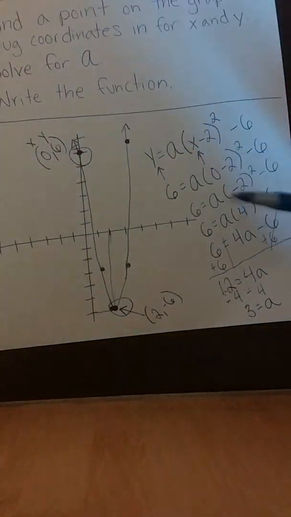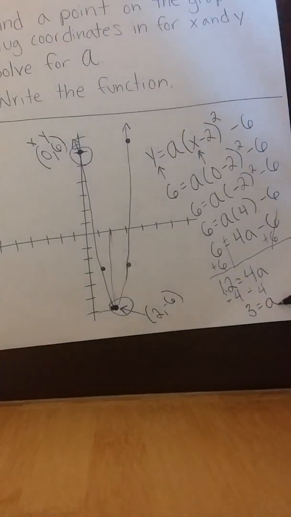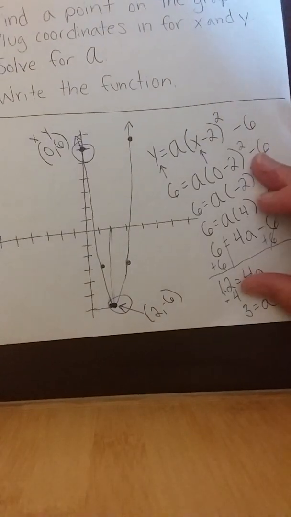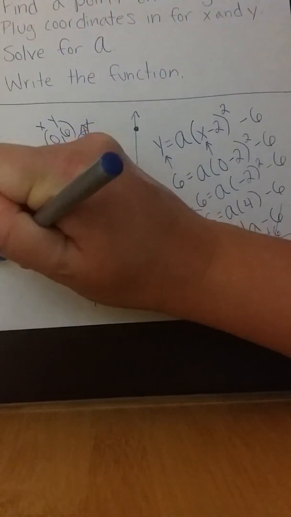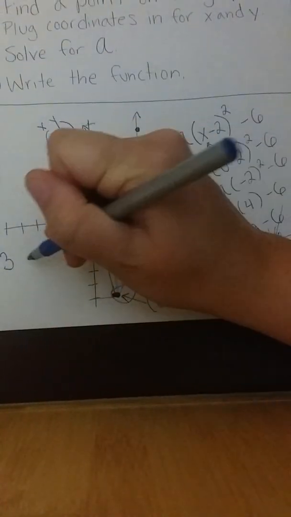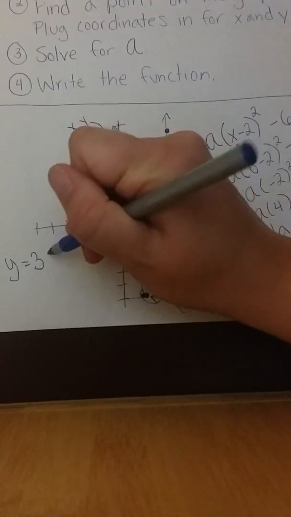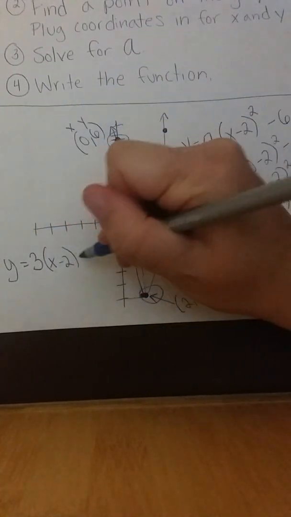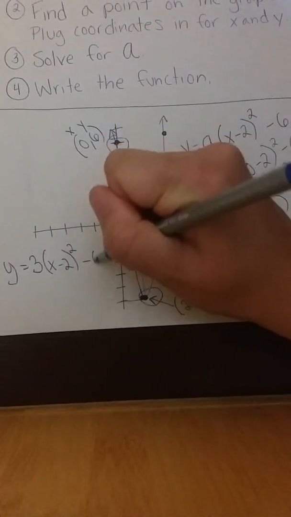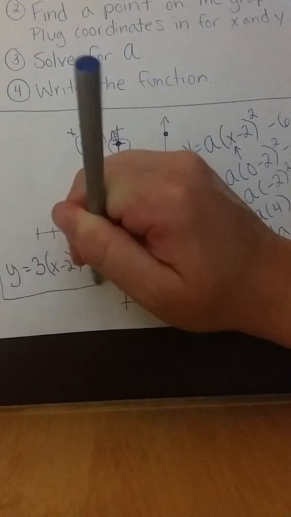So now I have my vertex, I have my A, I can write my final equation. So I'm going to go ahead and write it over here, and it's y equals 3 times the quantity x minus 2 squared minus 6. And this is my final function.